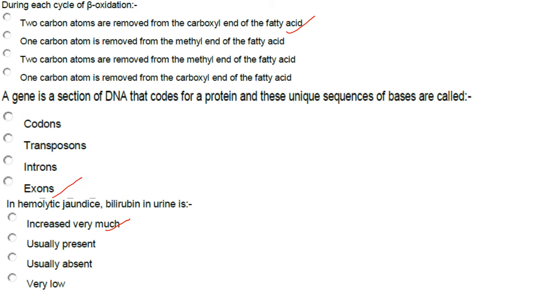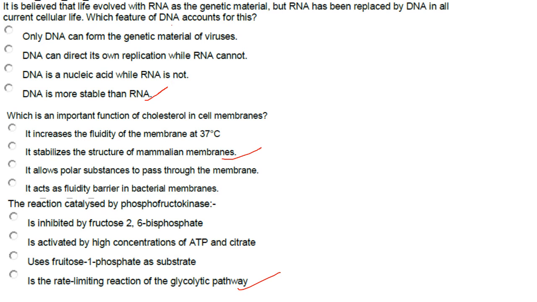Answer is option A. Now, it is believed that life evolved with RNA as genetic material, but RNA has been replaced by DNA in all current cellular life. Which feature of DNA accounts for this? Now, DNA is more stable than RNA.